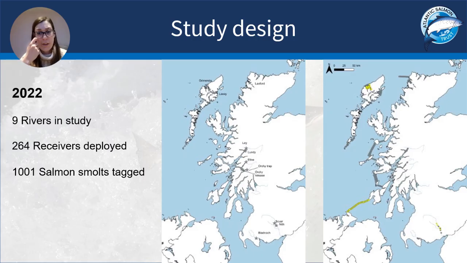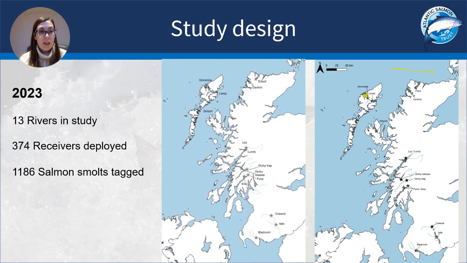In 2022, we focused our efforts around the island of Mull and the Inner Hebridean Islands. We tagged just over 1,000 salmon smolts across 9 rivers to look at this.